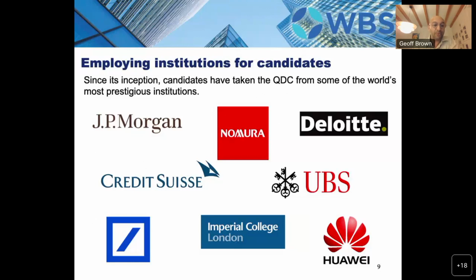These are some of the employing institutions who've sent delegates onto this program: JP Morgan, UBS, Imperial College, Huawei, Nomura, Deutsche, Credit Suisse and Deloitte. And there are many others, but these are the ones that we've decided to promote.